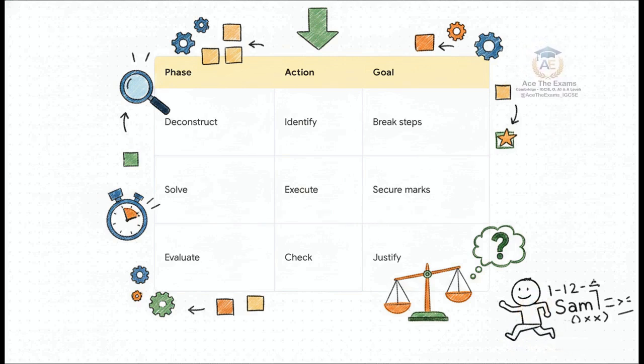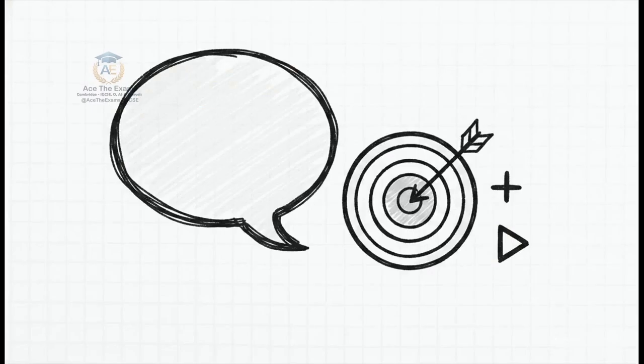Then, in the solve phase, you execute systematically. Why? To secure every single one of those method marks we've been hunting for. But you absolutely cannot stop there. The final phase, evaluate, demands that you check the reasonableness of your final answer and justify your decisions with mathematical evidence. If your calculated exponential decay results in a negative population, your evaluation phase should catch that. This system forces you to question your assumptions and verify your results, rather than just rushing to a final number and crossing your fingers.